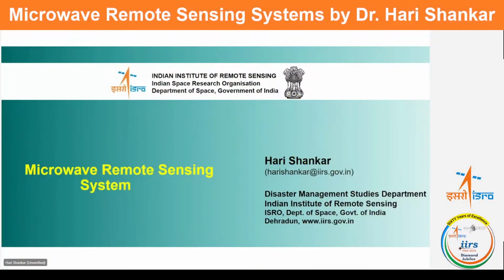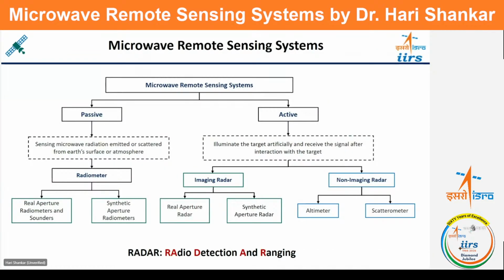Okay, so now the second lecture is microwave remote sensing systems. If you see these microwave remote sensing systems, they are also working in both the domains, the active as well as the passive domains. As we understand, in passive sensing we are using the sun as an energy source. If we are using the sun's energy as a source and we are using a microwave sensor, then it is called a microwave passive sensor.